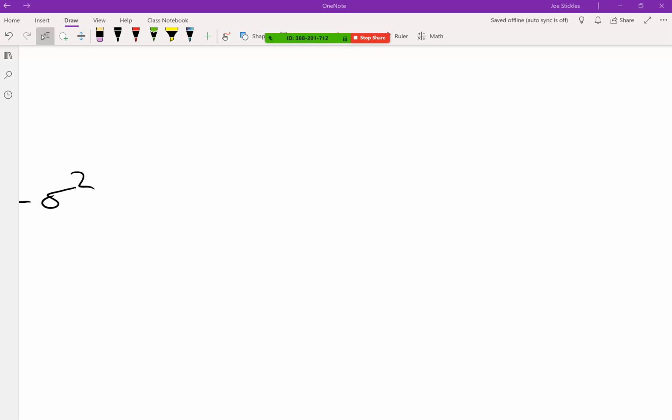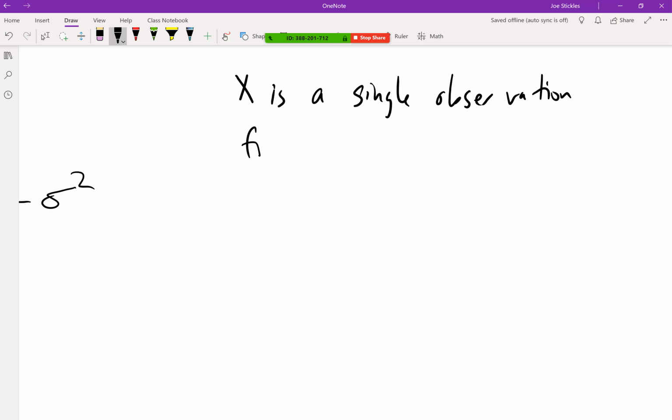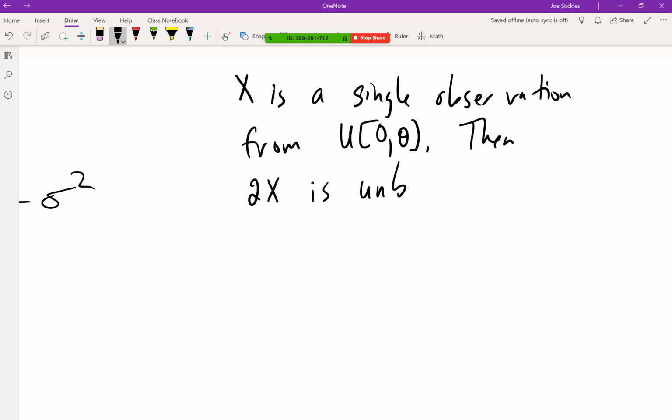Let's say X is a single observation from a uniform distribution on 0 to theta. So then 2x is an unbiased estimator for theta.